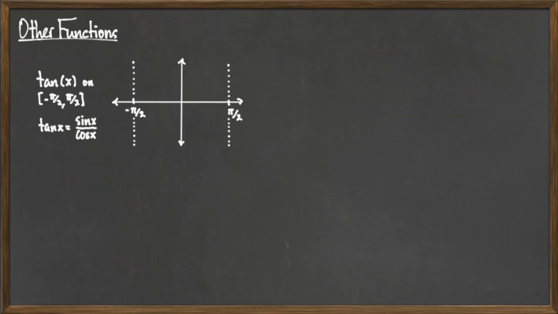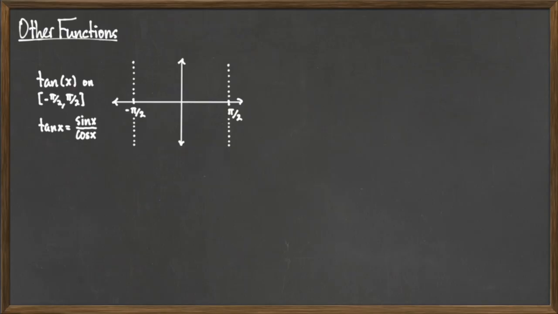Next we'll talk about the tangent graph. I encourage you to look at the tangent graph on a graphing calculator like Desmos, but here we're going to graph it again on a restricted interval from -pi over 2 to pi over 2 so I can get one slice of it that's guaranteed to be one-to-one.